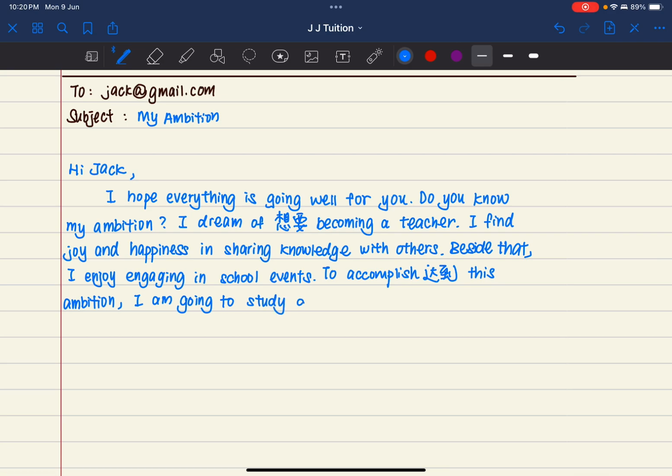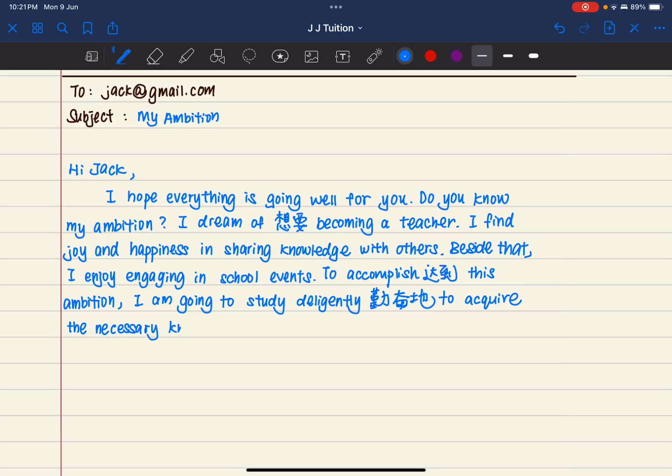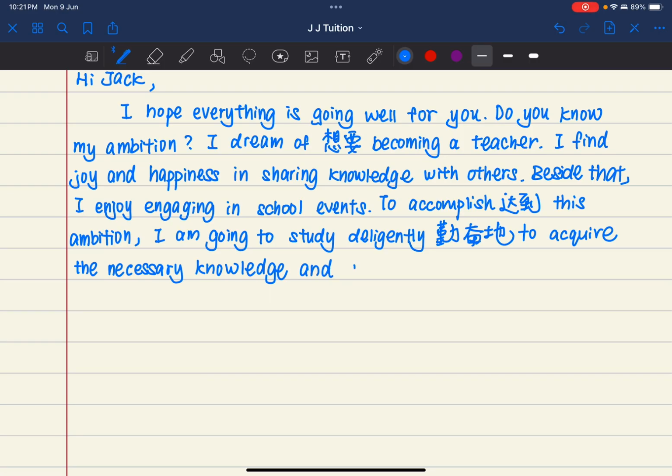study diligently. Diligently means hardworking, 勤劳. You write down the meaning, 勤奋的. To get, you may write down to get or to acquire. To acquire what? To acquire the necessary knowledge and skill. Okay, you already answered point 3, which is what you need to do. So we have completely answered the 3 points here, and then we can close our message.